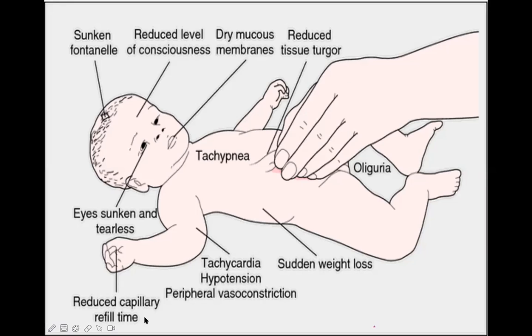Reduced capillary refill time is a feature of severe dehydration. And sunken eyes can be seen very easily. Apart from them, ask the question about oliguria, and then touch the baby. If there is peripheral vasoconstriction, that means the peripheries feel cold and a bit clammy, this is also a feature of hypovolemia.